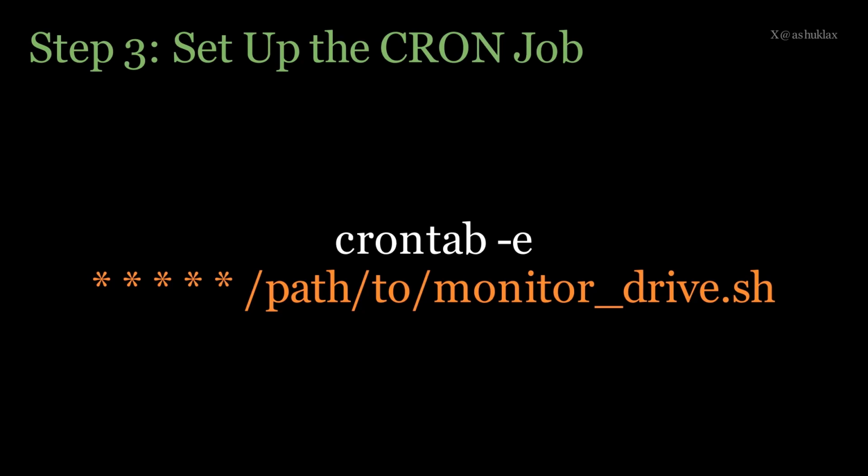Now, since all these fields are asterisks, this cron job will run every minute of every hour of every day. If you find it too much, you can go back and change it. But right now, because there are 5 stars, it's going to run the job every minute of every hour of every single day. There's one more thing. You should also replace the path to monitor_drive.sh. You should replace this path with the path to the bash script you created in the previous step.